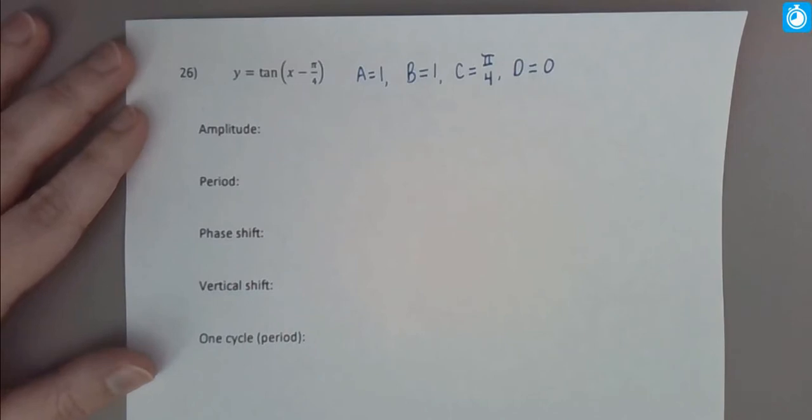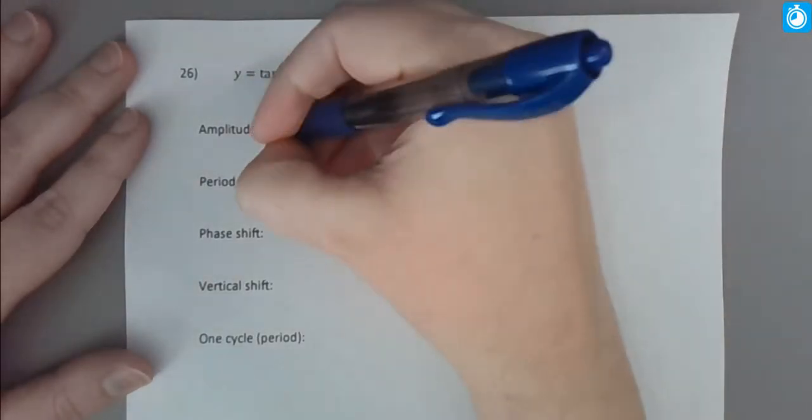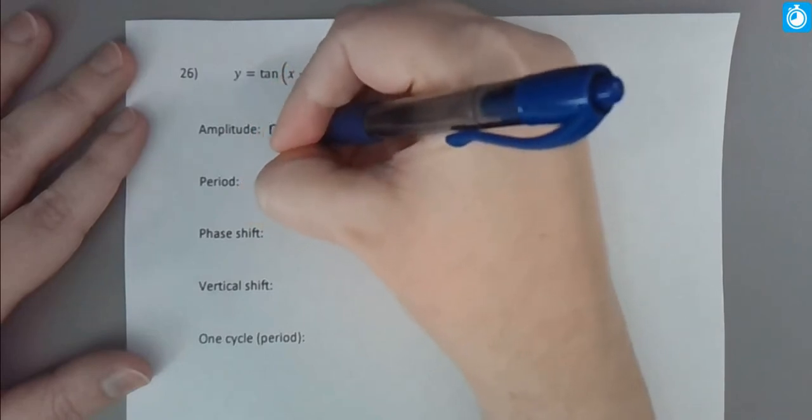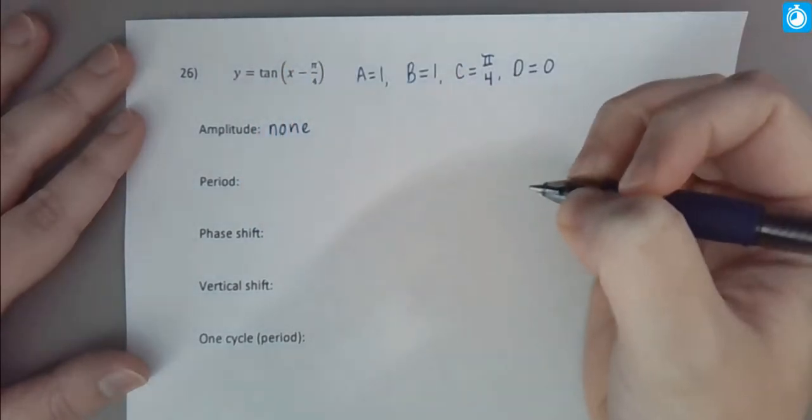Okay, so let's look at the attributes for this function based on these values. So what is the amplitude? Again, think about what amplitude means. It's how far you have to go above or below the graph's central line to get to the maximum or the minimum. But if we think about what the standard tangent graph looks like, there is no maximum, there is no minimum. It continues forever and ever vertically in both directions. So for amplitude, it has none. It doesn't have an amplitude.